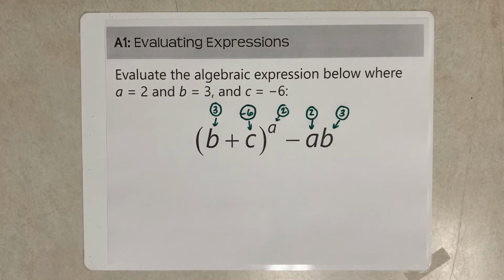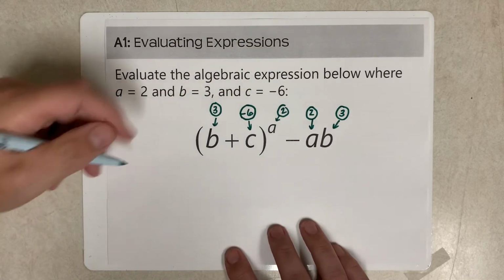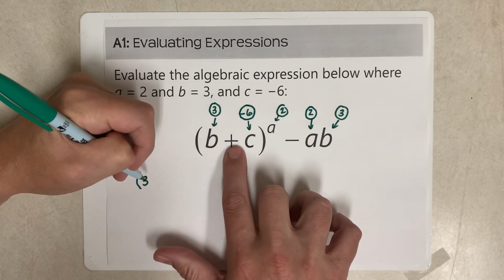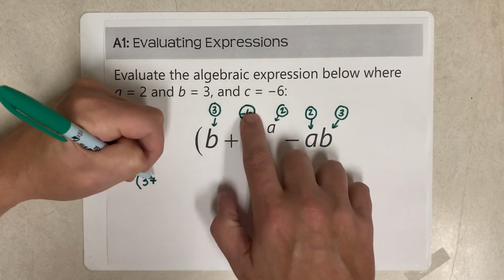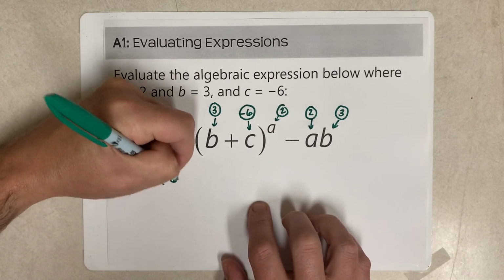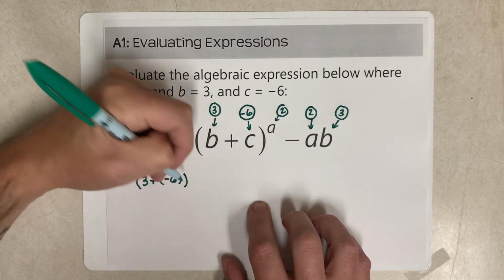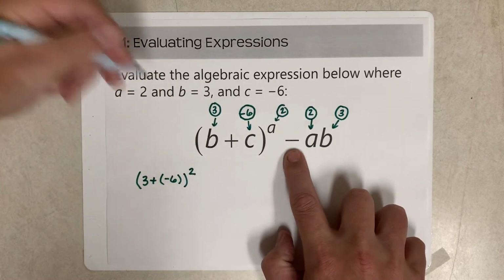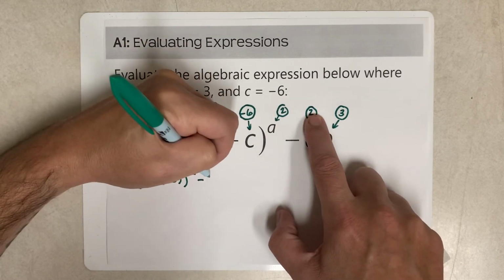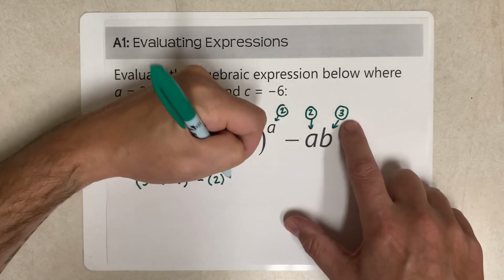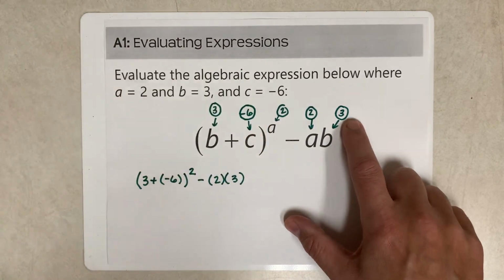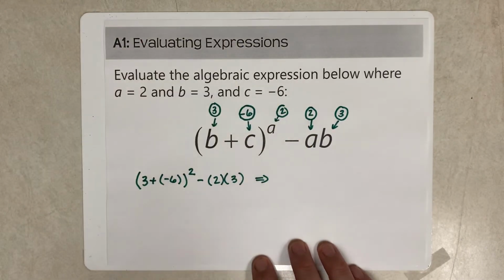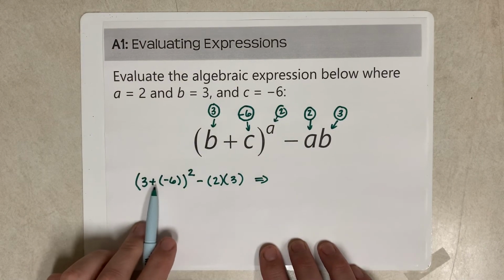All right, let's plug all those numbers in and see what it looks like. All right, so here we go. 3. Now I got plus (-6) in parentheses. Close it up. Raised to the second power, minus 2 times 3. Okay. Let's see what we can do here. First of all, I can definitely take 3 plus -6.